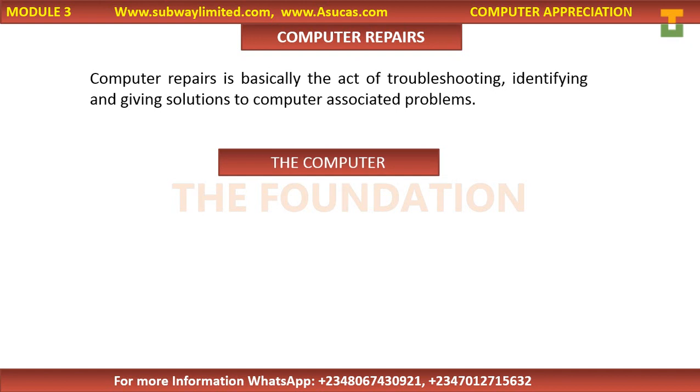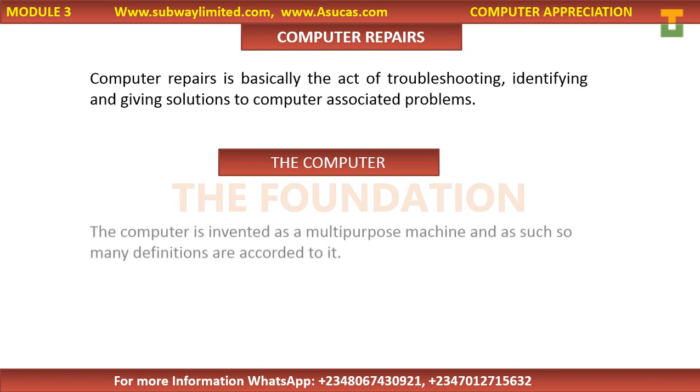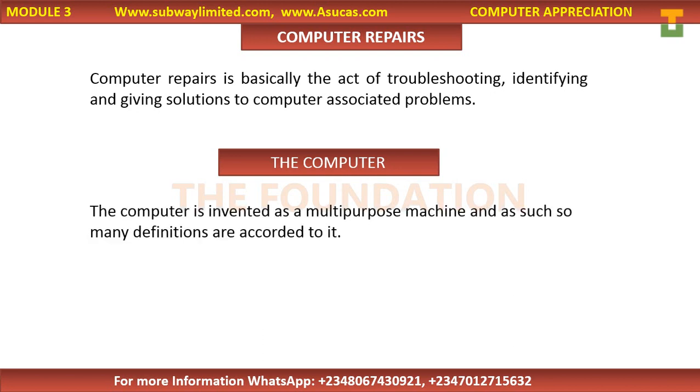Anyway, let's look at the computer so that we gradually migrate. So the computer is invented as a multi-purpose machine, and as such, so many definitions are accorded to it. We want to define what a computer is or what is computer. So it is a multi-purpose machine. You can use it for different versions of anything you want to do. So we say the computer is invented as a multi-purpose machine, and as such there are different definitions accorded to computer.